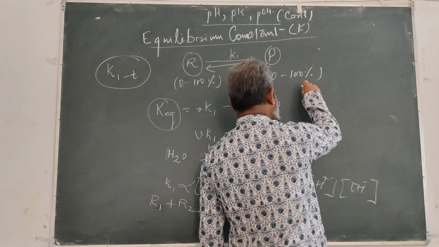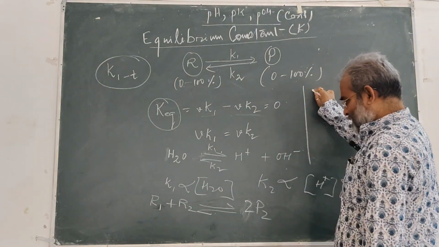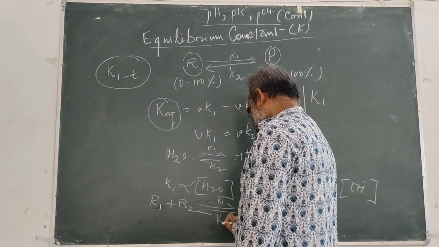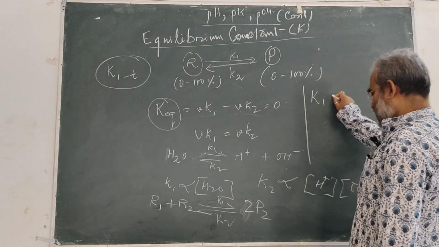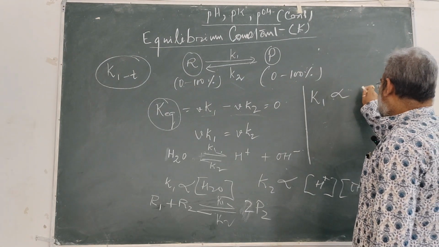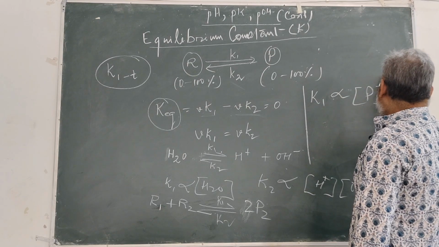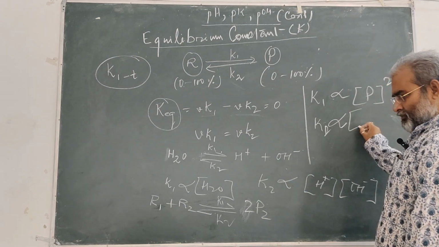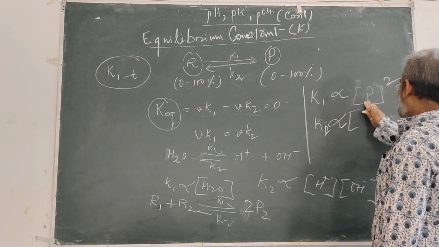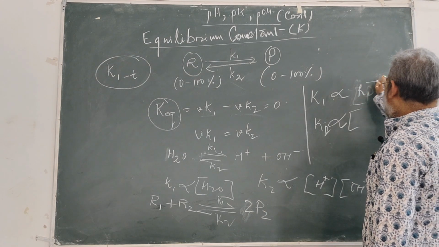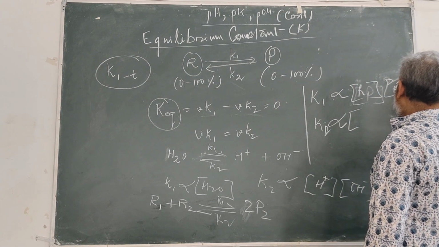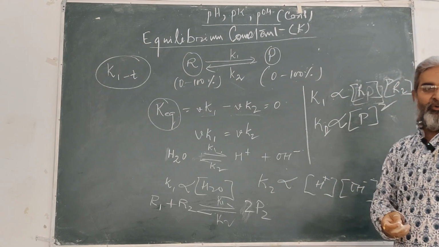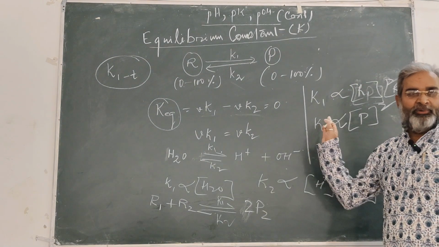That means K1, K2: K1 is proportionate to P 2 molar, K2 is proportionate to, sorry, R1 R2, that is P 2 units of molar value. कहीं प्रॉब्लम है यहाँ पर?